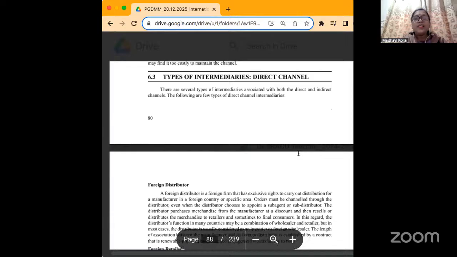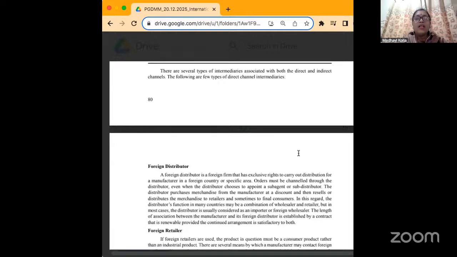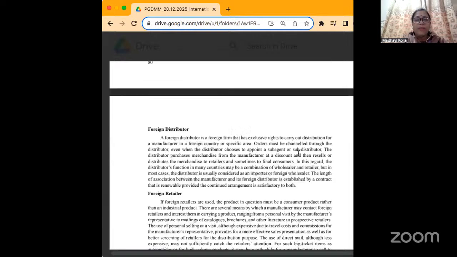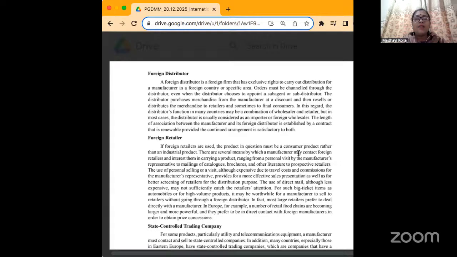So, what are these types of intermediaries? Let us look at direct channel first. There are several of them. The first one is known as a foreign distributor. So, who is a foreign distributor? A foreign distributor is a foreign firm that has exclusive rights to carry out distribution for a manufacturer in a foreign country or specific area. Orders must be channeled through them, even when the distributor chooses to appoint a sub-agent or sub-distributor.